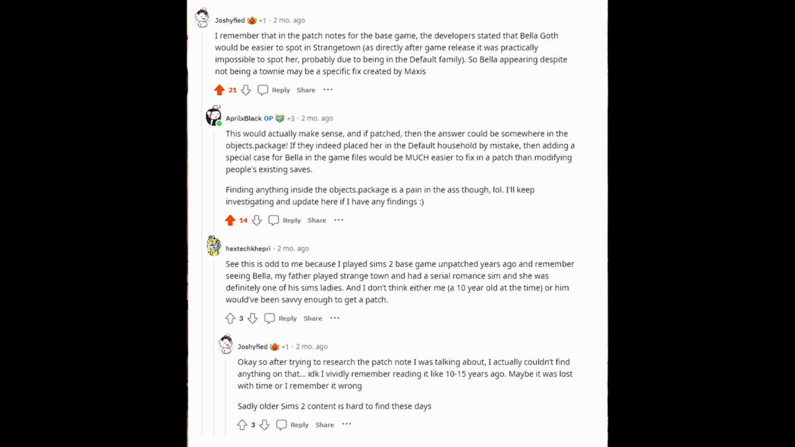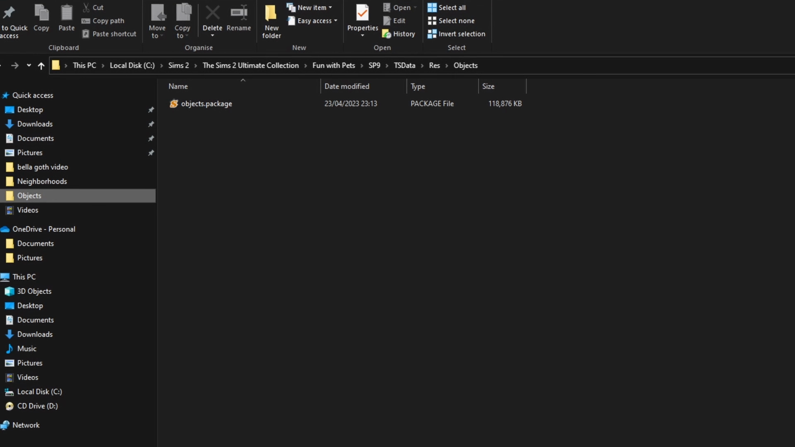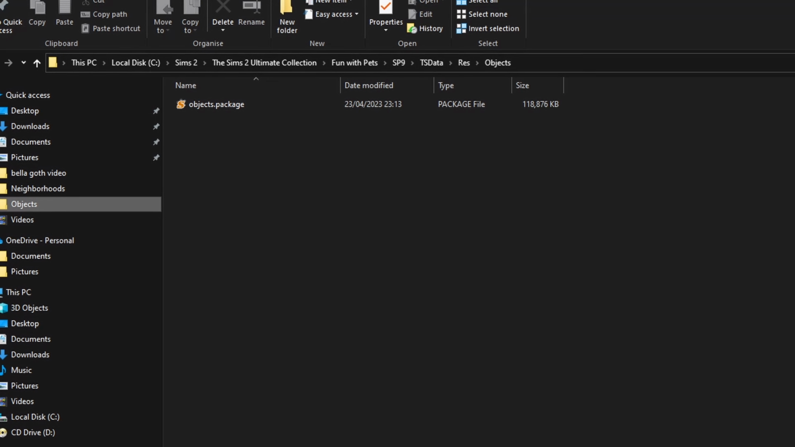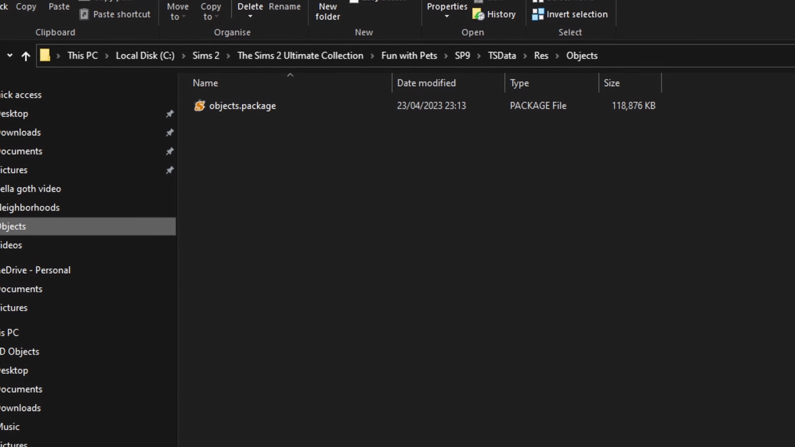But then, a few people mentioned that in early versions of the game, Bella wasn't actually visible, that it was later patched in so that she can act like a normal townie. It sounded very plausible to me. I mean, sure, it's not in any of the patch notes, but neither is removal of the gossip squiggly lines, and yet that definitely happened. So if it was a patch, then the answer will be somewhere in the objects.package, because that is the file that all patches are modifying.